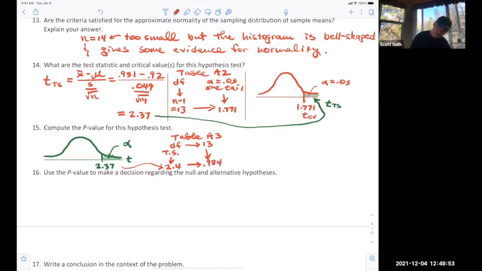But remember, we're doing a right tail test, and these tables only give left tail areas. So the 0.984 refers to the area to the left. And so alpha will be the complement of that. Sorry, did I put alpha up there? That's a p-value, I'm so sorry. So our p-value will be 1 minus 0.984, and that's going to be 0.016. So that's the p-value on that one.